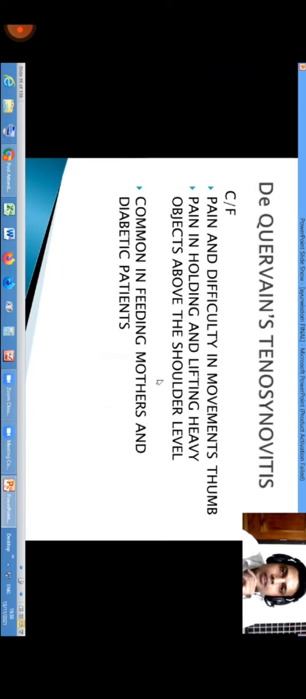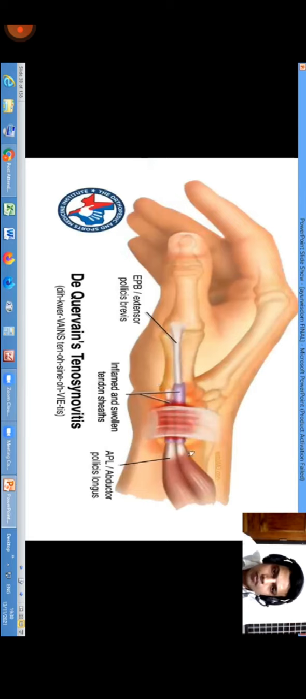And coming to de Quervain's tenosynovitis. Clinical features are pain and difficulty in movements of the thumb, and pain in holding and lifting heavy objects above the shoulder level. This condition is common in feeding mothers and diabetic patients. In this condition, the covering of the tendons of extensor pollicis brevis and abductor pollicis longus is inflamed. Here, note the tendon sheath, a common covering for 2 tendons, and this is inflamed.